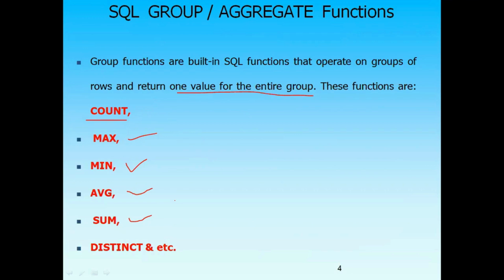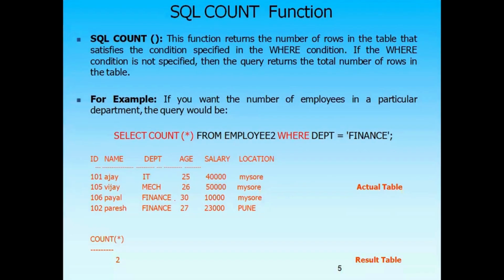You can remember that, student. We will see it with an example. Count is the function that returns the number of rows in a table that satisfy the condition specified in the where clause. Always we put this condition in the where clause or having clause. I will also cover in this session how the having clause is different from the where clause. Suppose you want to display the total number of employees in the finance department.